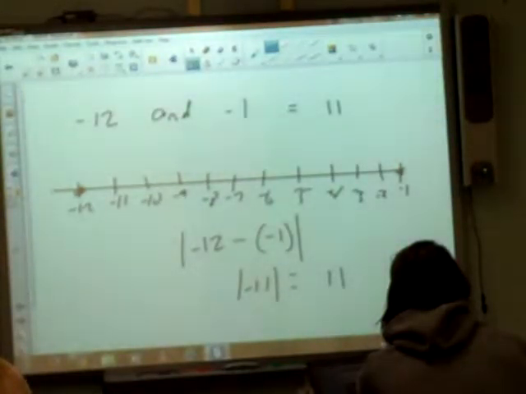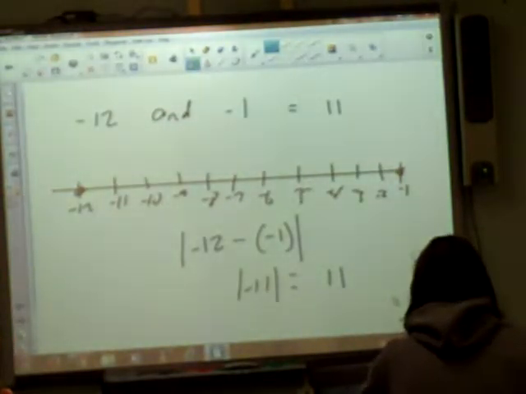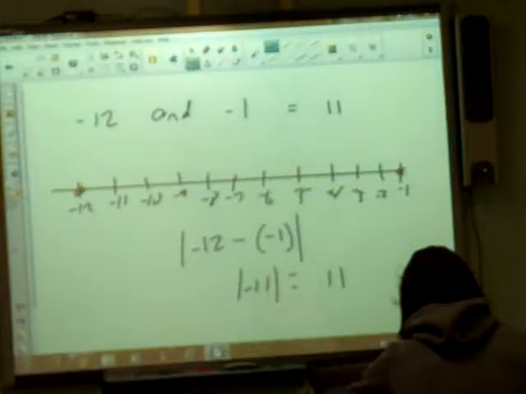So, would it be faster to do what Morgan said? She took the absolute values first. She just said 12 minus 1. That works. No problemo.